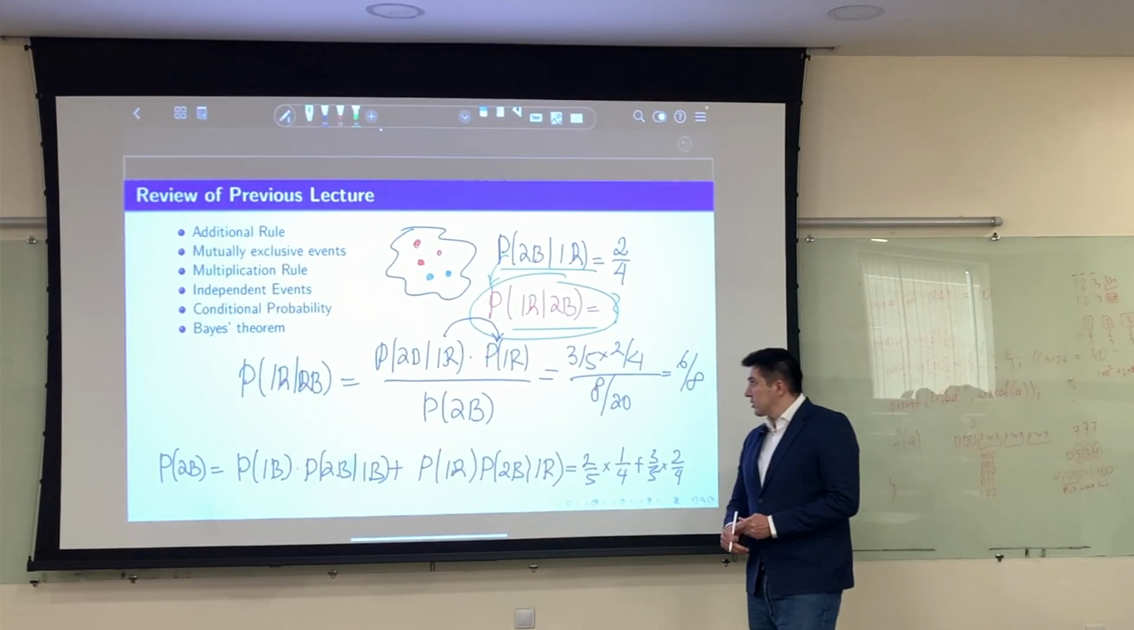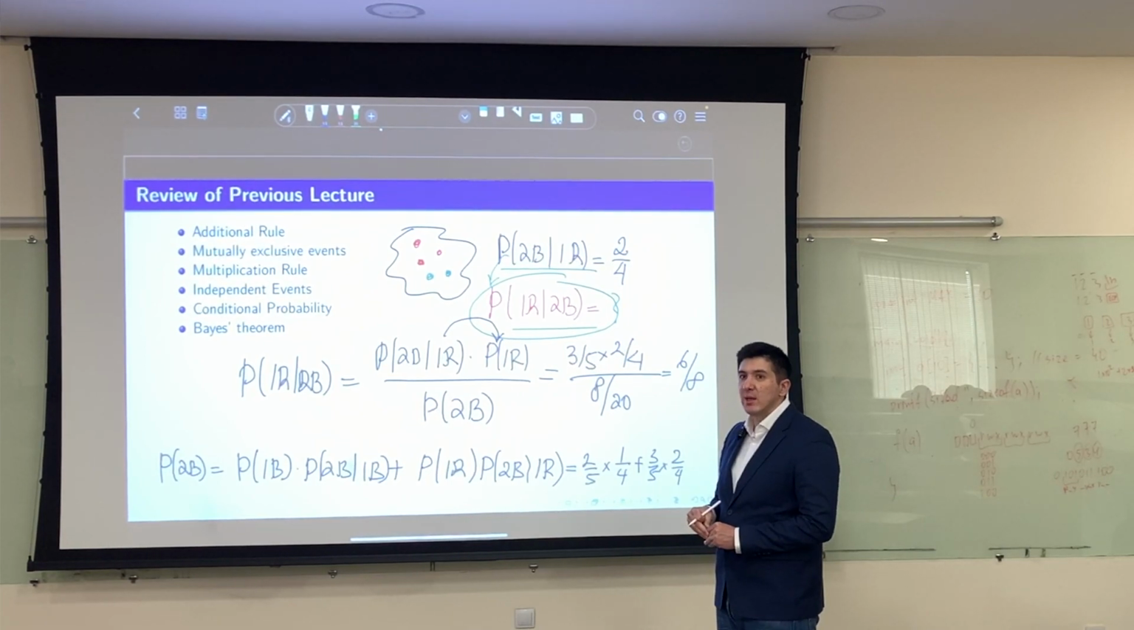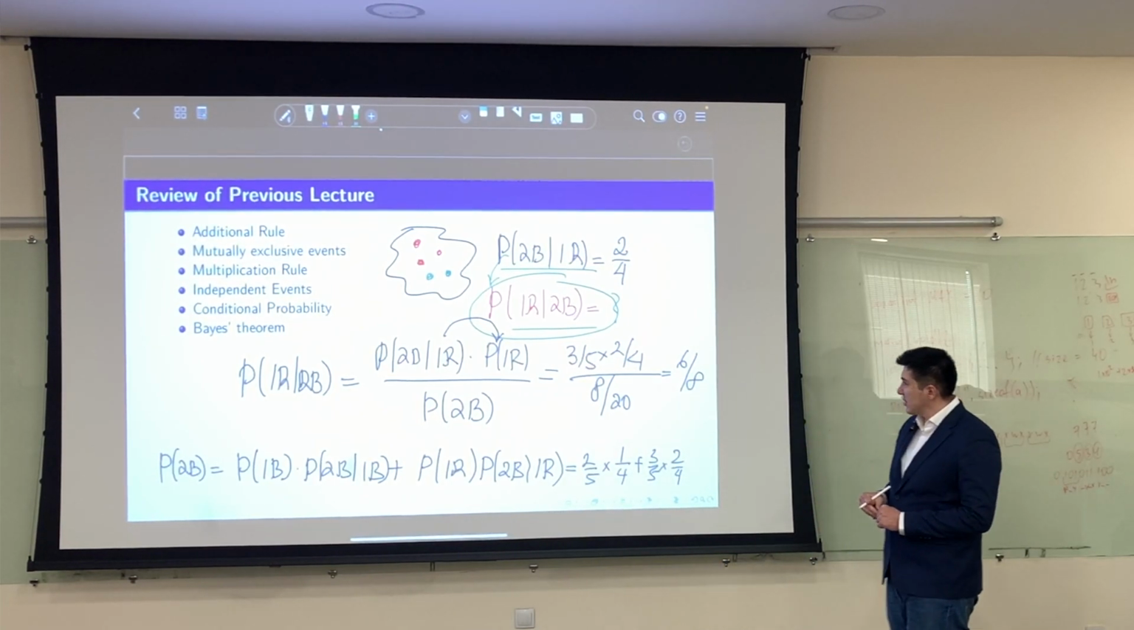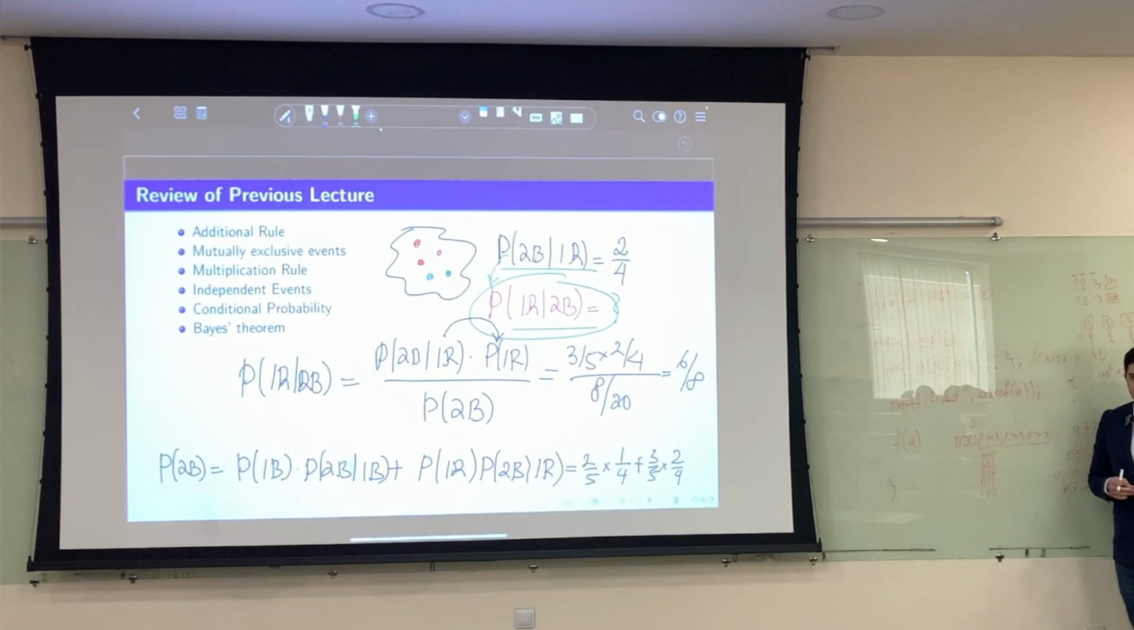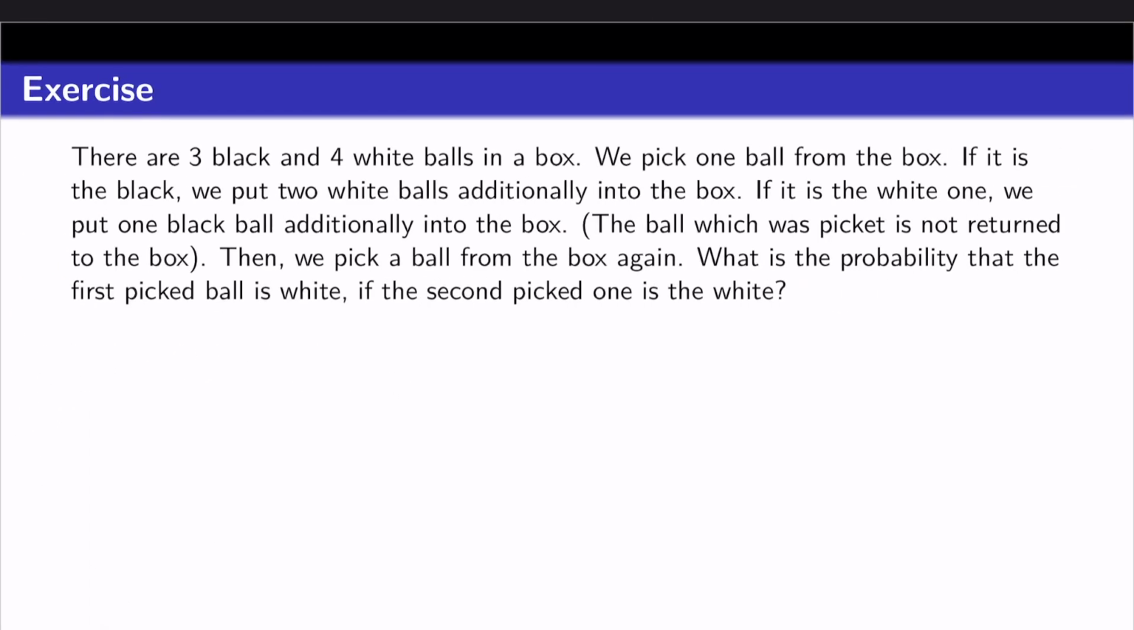Okay, so now you know that the probability that the first ball is red, given that the second ball is blue, is equal to 3 over 4, 75%. So this is why we need the Bayes rule. Okay, so let's solve this problem with the Bayes rule. We are going to do this together.